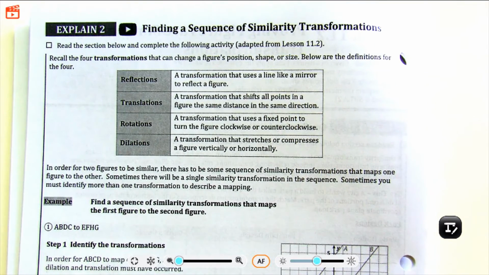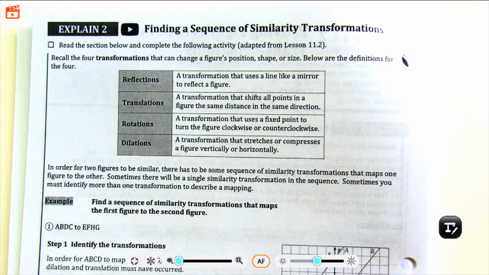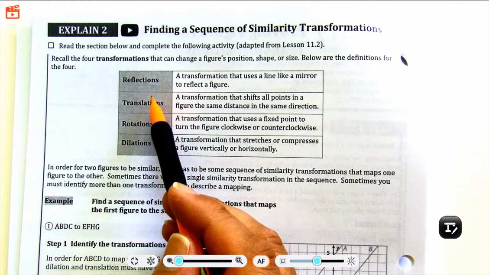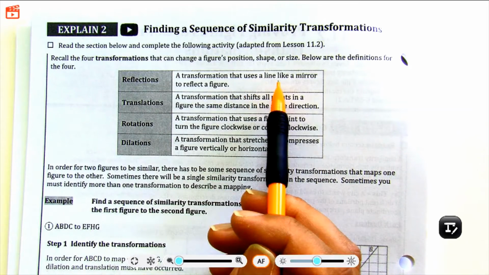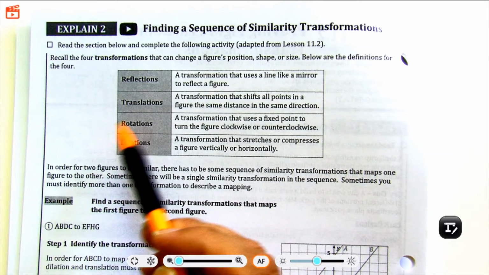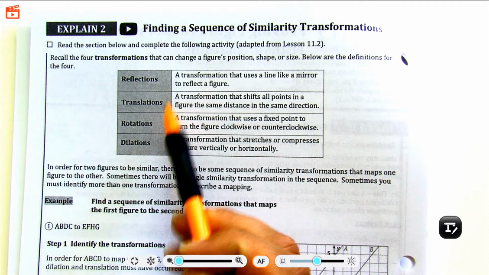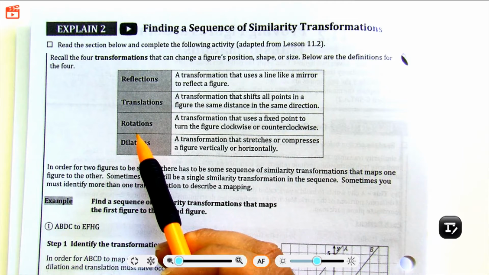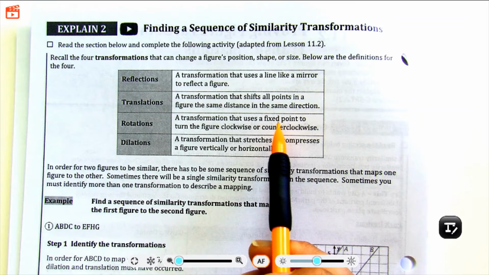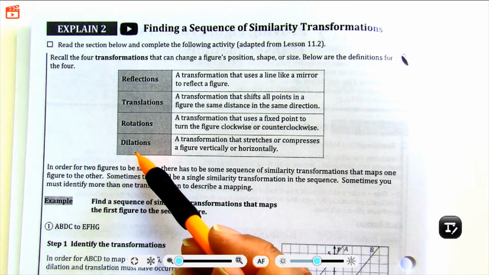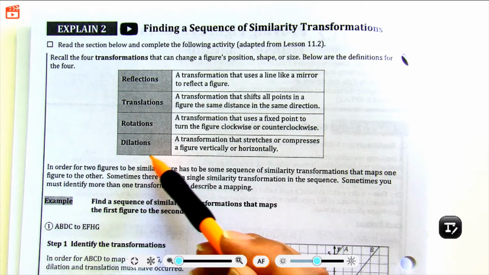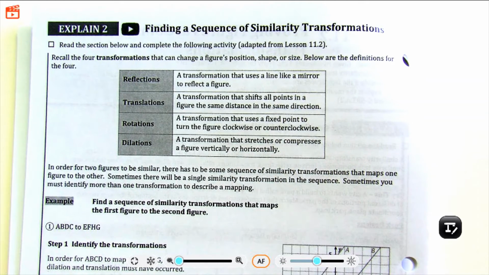So we're going to start on page 14. Just like I said, we're going to recall the four transformations. A reflection is a transformation that uses a line like a mirror to reflect a figure. A translation shifts all points in one direction, either to the left, to the right, up, or down. A rotation is where we go either clockwise or counterclockwise. And this is what we talked about in lesson 11.1, dilations: a dilation stretches or compresses a figure vertically or horizontally, depending on the scale factor.